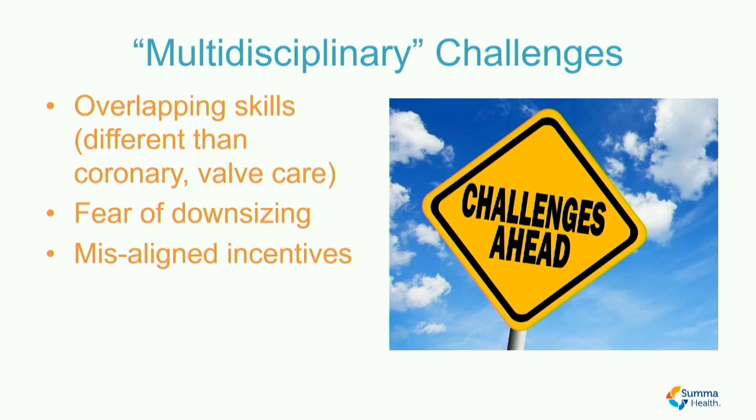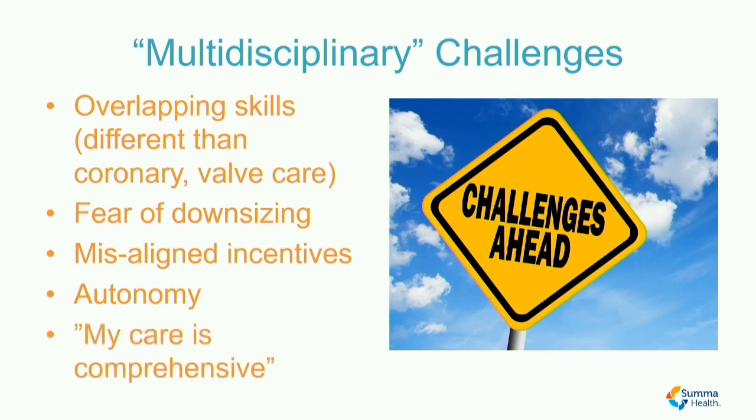Misaligned incentives. If your incentives at your institution and your health system, your contracts with your physicians involve only an RVU-based system or only procedure-based reimbursement, you're going to have competition for procedures. And autonomy. Everybody who does vascular interventions probably thinks they do it better than anybody else, and so trying to collaborate and coordinate with that can lead to potential concern for loss of autonomy. And then there are interventionalists who say, look, my care is comprehensive. I don't need anybody else.